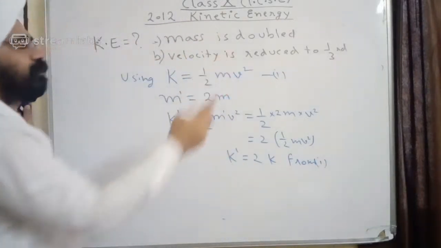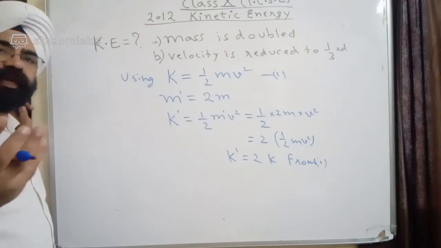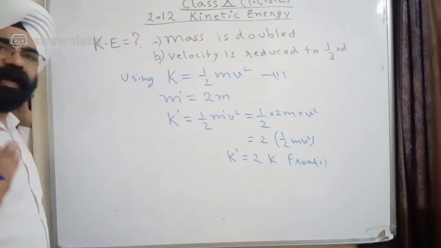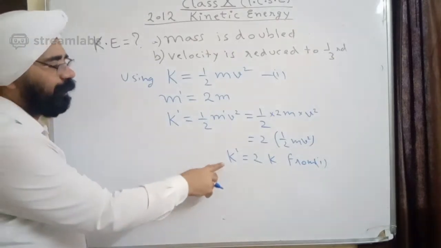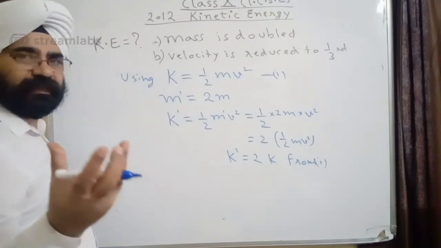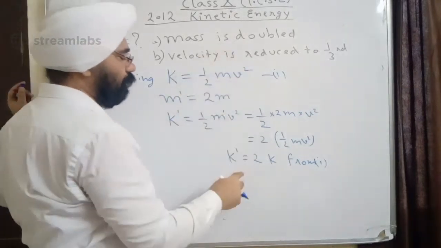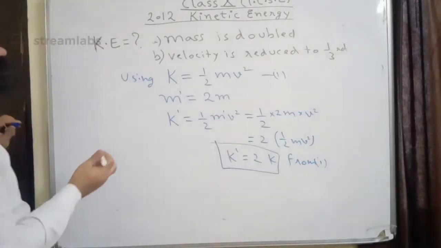So when the mass is doubled, we just saw the example of Malinga using the cricket leather ball and the tennis ball. With the leather ball, the kinetic energy which the ball possessed was greater, and the tennis ball possessed less. So when the mass is doubled, the kinetic energy gets doubled. We go to the second one.